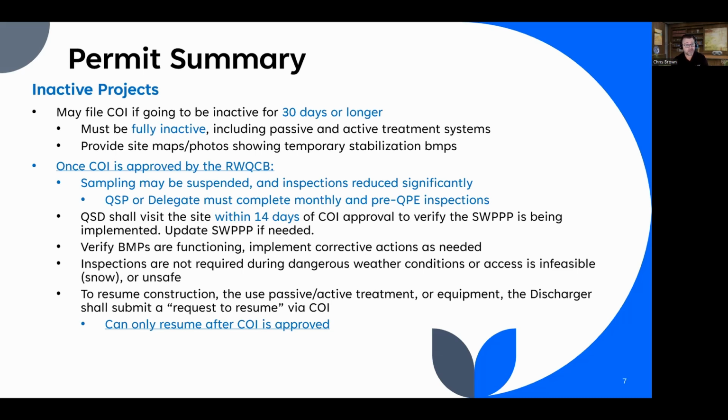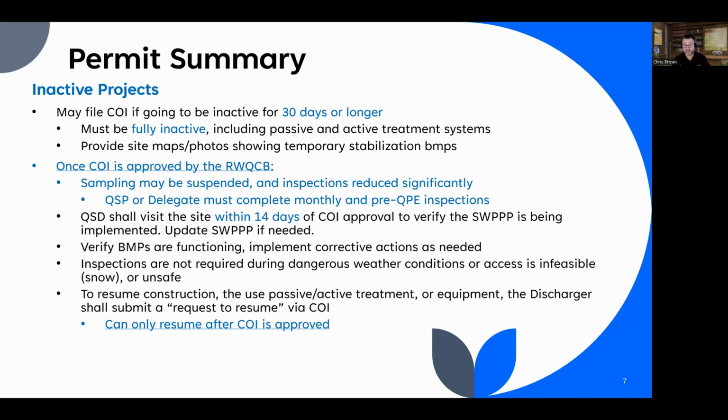And once that is approved, only once it's approved, several things are going to happen. Sampling will be suspended. So for these risk level and LUP type 2 and 3 projects, sampling is going to be suspended and inspections will be reduced to once a month and pre-QPE inspections. So those are big benefits, a lot of cost savings there. And so you could see how this would be very beneficial for a project that is complete but needs to grow grass on this area. And that can take 6 months or 9 months or whatever. And so they could have this reduced inspection frequency during the final stabilization phase.